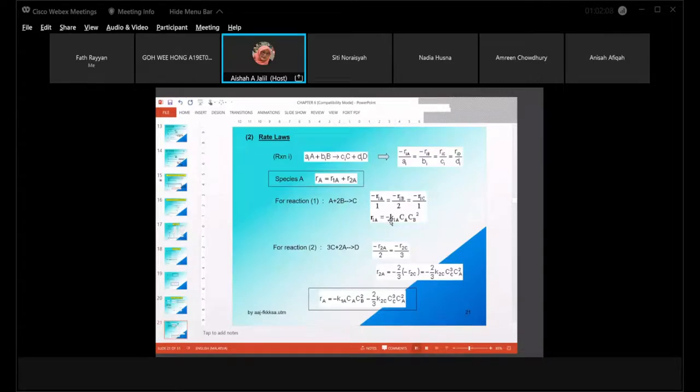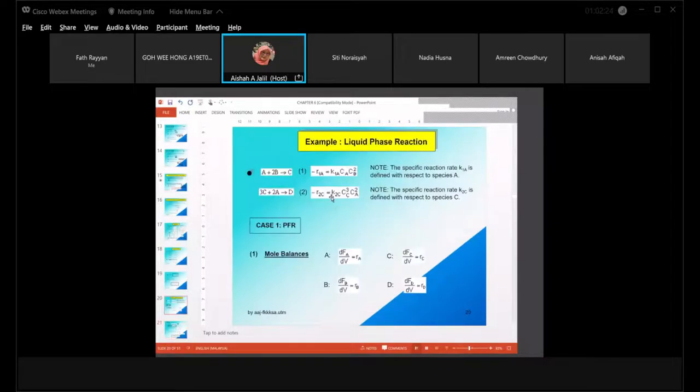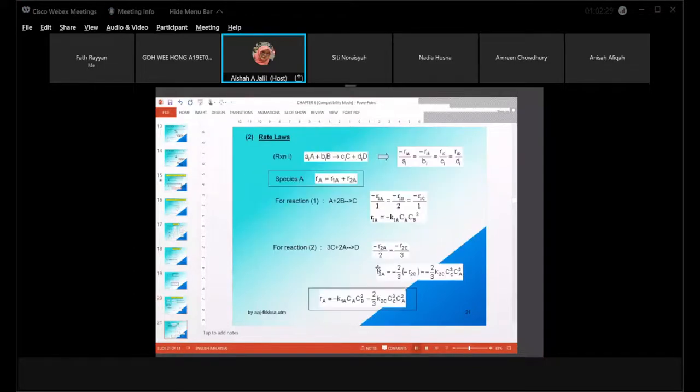Okay, and then this one is for reaction 2. This is about C and A, not about D, C and A, because for this one they give you the negative r2C, so you have to relate it with the r2C. r2C is here, so you can get the r2A equal this one, equal this one. So rA is r1A plus r2A. You can get this one. Can you understand?